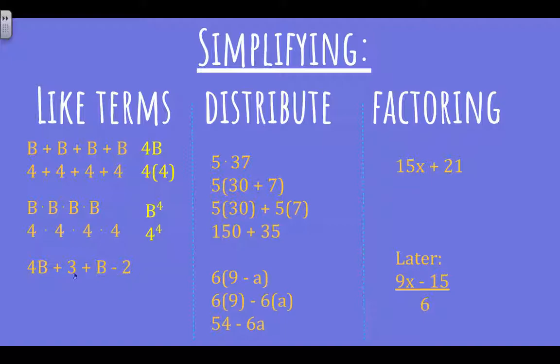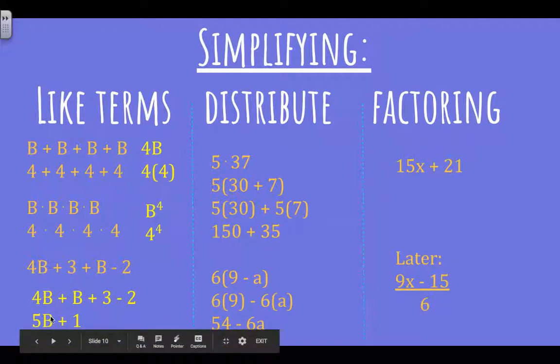Here, when it's only adding and subtracting, they can combine any terms that are the same. Like terms are terms that have the same variable to the same exponent. So this 4b and this b can be combined. And this plus 3 and this minus 2 can be combined. 4b plus b turns into 5b. 3 minus 2 turns into 1. 4b plus 3 plus b minus 2 becomes 5b plus 1.